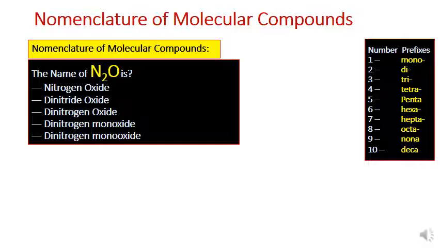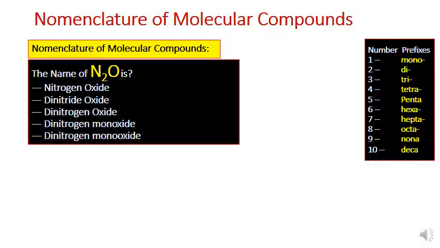What about the last element? It is O. But how many O do we have? 1. Now, if the second element number is 1, we cannot write dinitrogen oxide. We must mention 1 for the second element, not for the first element. So it should be dinitrogen monoxide. But if you look at the last two options, you cannot write monoxide with two O's together. Whenever you have two vowels together, you drop one O. You say monoxide. That's it.